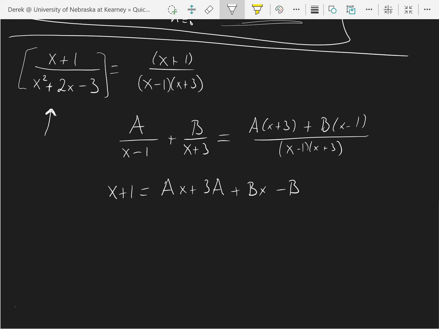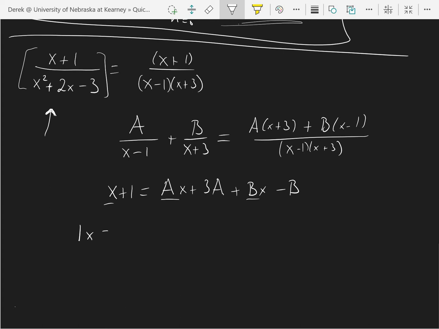So we saw the method where I could just put in x equals negative 3 and get rid of all the a's, and that would tell me what b is, and I could put in 1 and see what would disappear, or the b's would disappear, and I would see what a is. But let's just do this by setting the x values equal to each other.